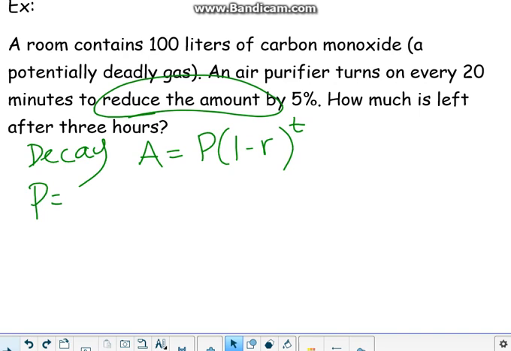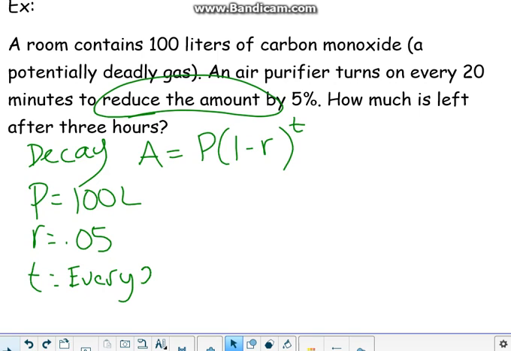So how much do I have to begin with of this carbon monoxide? 100 liters. What's my rate that it goes down? 5% or 0.05. Now here's where we get a little bit tricky. T. After 3 hours. But how often are we compounding here or decaying? We are doing this every 20 minutes for 3 hours.